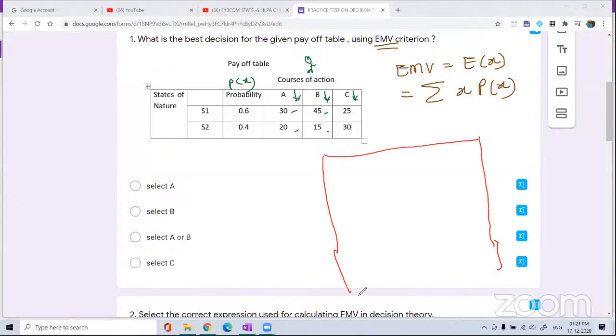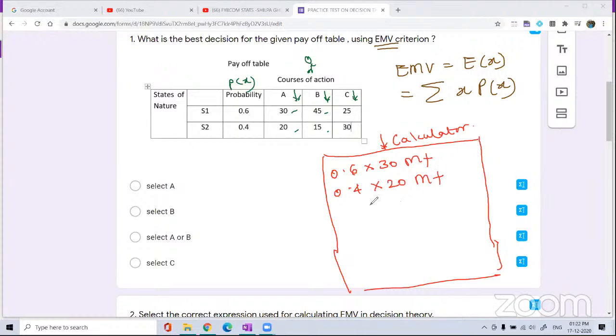You are using the calculator. Take the calculator first. Now start with 0.6. What operation are you doing on the calculator? 0.6 into 30, M plus. You are not writing this; you are doing this on the calculator. Then 0.4 into 20, M plus. And then press MRC. Do it now. This is actually solved.